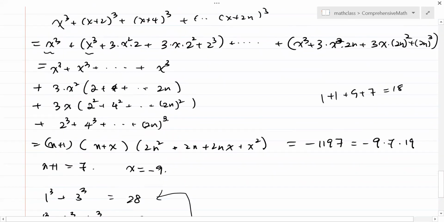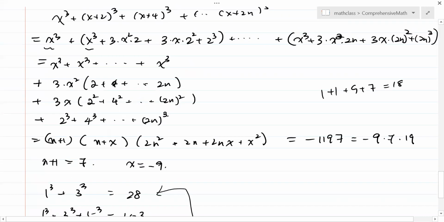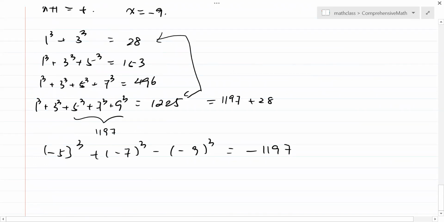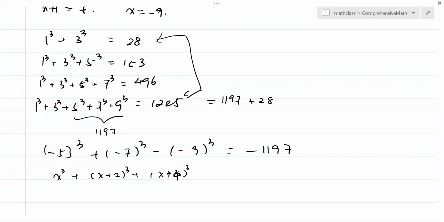From here you can solve and find the solutions. But this is still not enough. You cannot just say, here's x cubed plus (x plus 2) cubed and (x plus 3) cubed. It does not work, because there's no n here. It's going to be n plus 4. So you can say n equals 3, and what is x? You still cannot solve it.